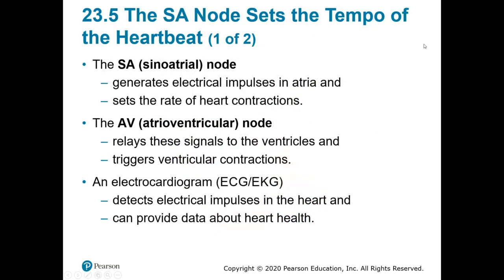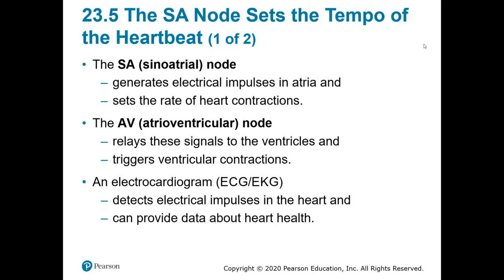Now, the SA node is our pacemaker. All right. And this is going to set the rate of contractions. Now, it doesn't set the rate completely. We have a little bit of a delay at the AV node, and that's going to slow the heart rate down just a little bit. And what that does is it allows time for the ventricle to fill before it contracts. So we have a brief delay, a couple milliseconds, and that slows the heart rate down a little bit. But it's really the SA node that is our pacemaker.